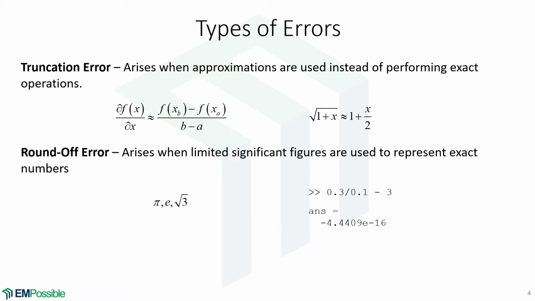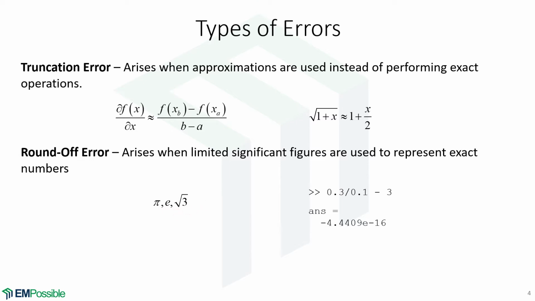The next type of error is a round-off error. And this happens anytime we're storing a number that actually has more digits than we can possibly store. Some great examples are pi. Our computer can only store that to 16 digits or so. The constant e, square root of 3, other types of irrational numbers.